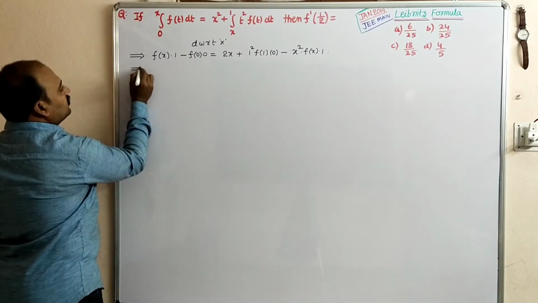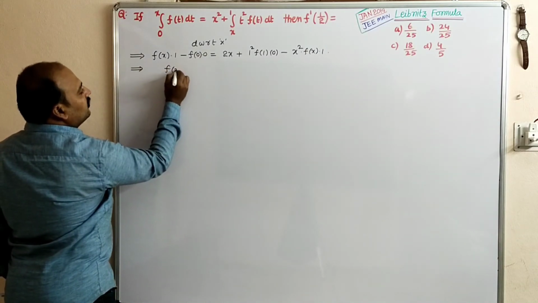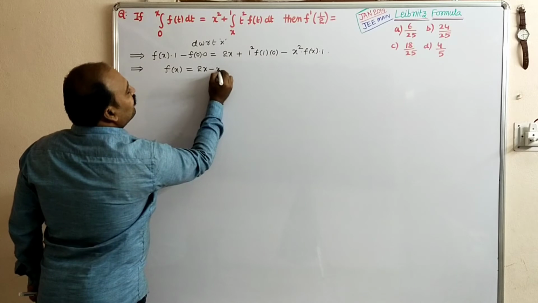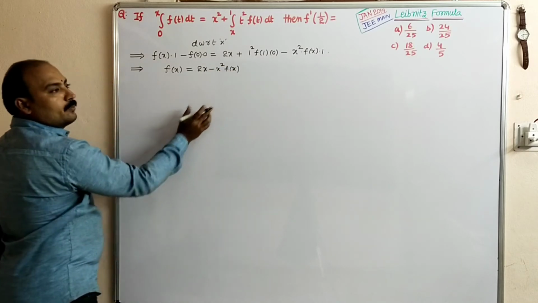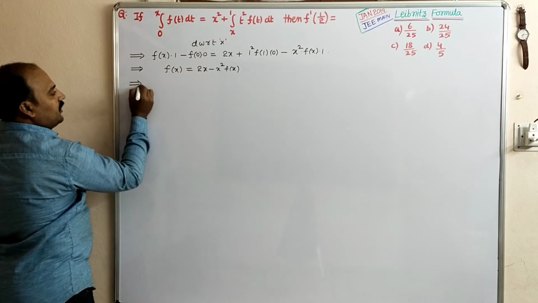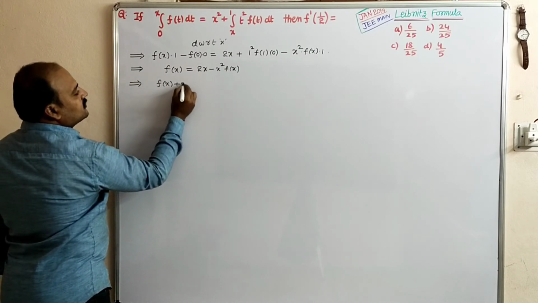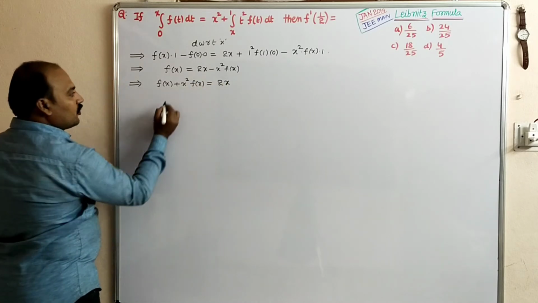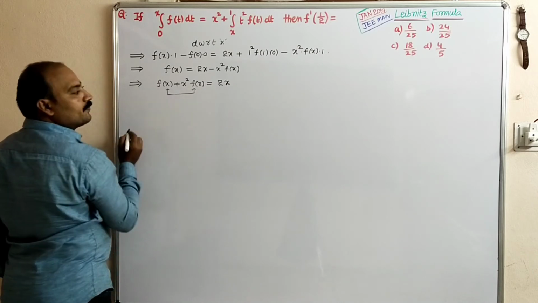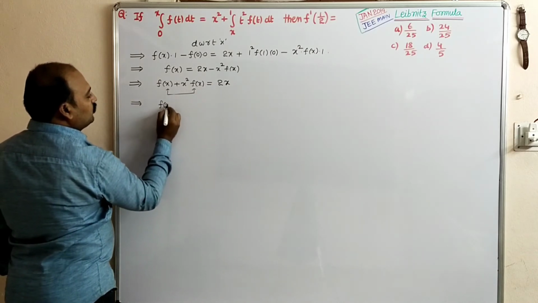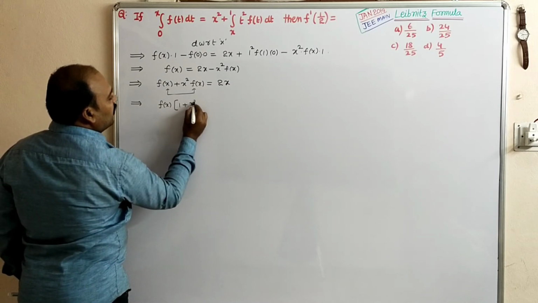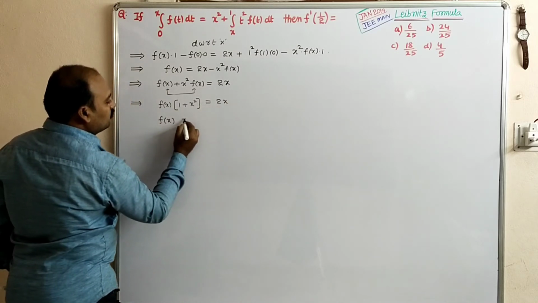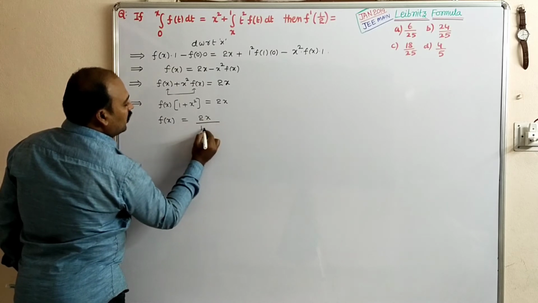So that implies 0 into anything is 0. So f of x here is equal to 2x. This value is also 0, minus x square into f of x. So minus x square f of x I am taking to the LHS side. So f of x plus x square into f of x is equal to 2x. From these two, f of x take common. So f of x into 1 plus x square is equal to 2x. So f of x equals 2x divided by 1 plus x square.